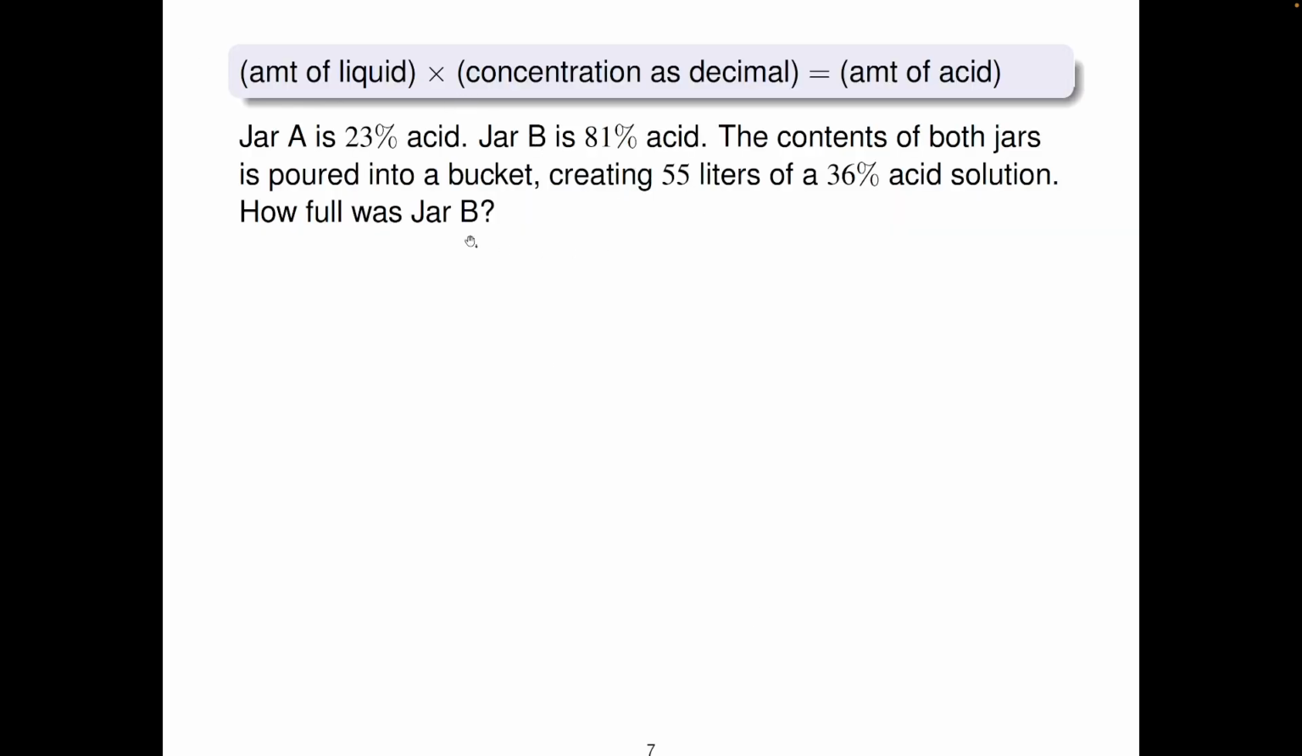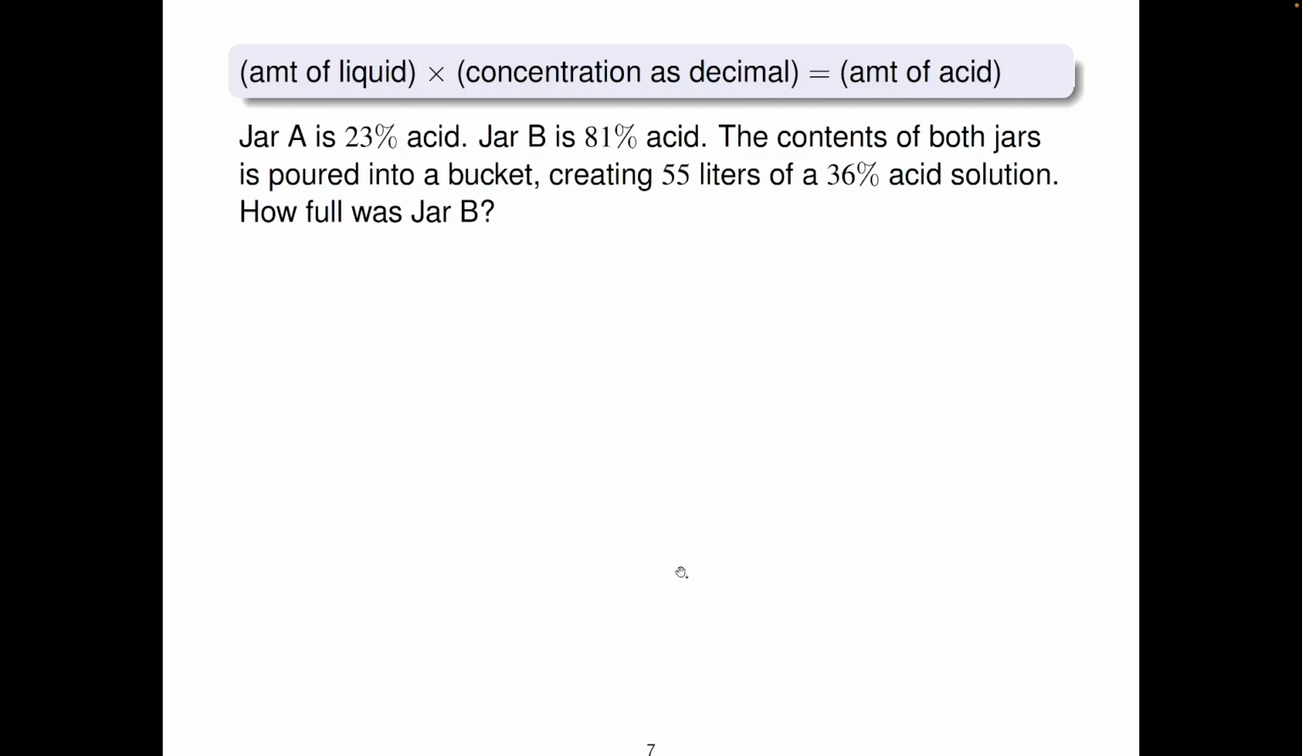So now, with the information of what each of the three parts mean and what it would mean to put 0.5 in any of the three spots, let's go through a sample problem. Jar A has 23% acid, jar B has 81% acid. The contents of both jars is poured into a bucket, creating 55 liters of a 36% acid solution. How full was jar B?